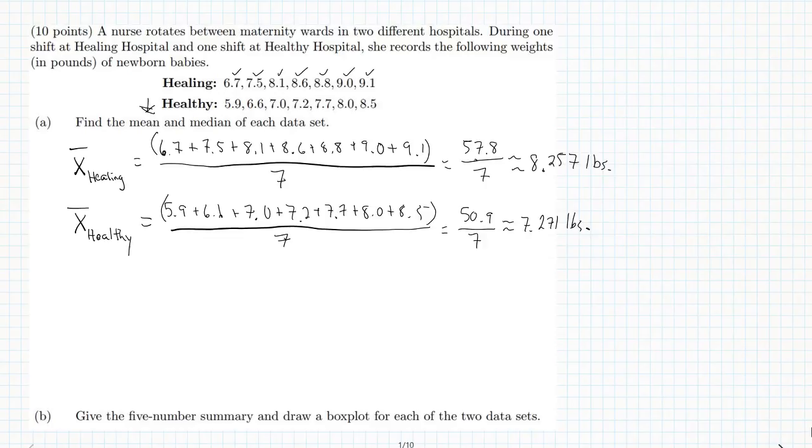Keep in mind the range: your mean should fall within the range of values. If you ever get a mean outside of the range of values, you've probably done something wrong along the way. Okay, so moving on to the median.